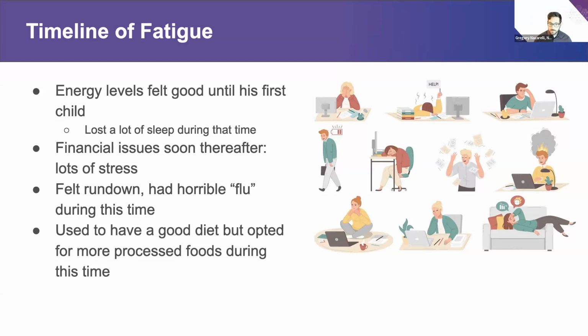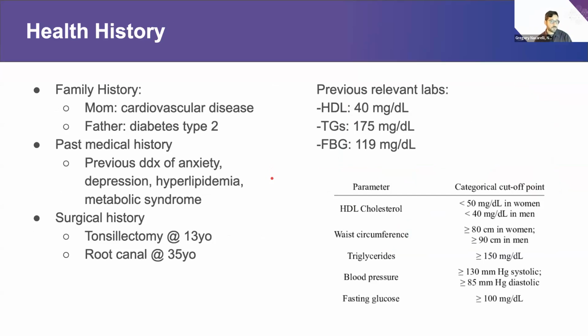He used to have a good diet, but then things got busy, and so he opted for more processed foods during this time. So it's kind of just a recipe for disruption and fatigue there. His health history: mom has a history of cardiovascular disease. His dad was diagnosed with type 2 diabetes. His past medical history: diagnosed with anxiety, depression, hyperlipidemia, and metabolic syndrome. His surgical history: he had a tonsillectomy at 13 years old and a root canal at 35 years old.